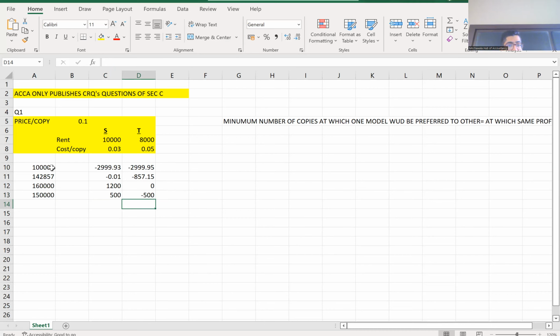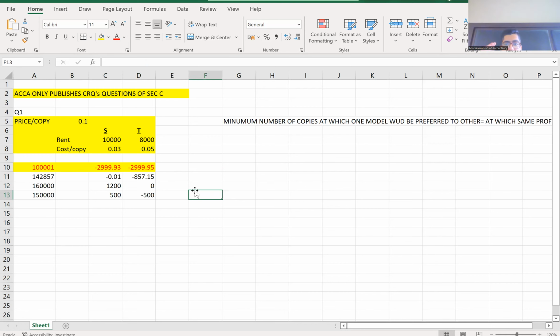So that means 100,001 is the number of copies at which both models show the same profit. The correct answer will be option A. The minimum number of copies at which one model would be preferred over the other is always the minimum copies at which both produce the same profit. On all the other options, the profitability is not the same, so they won't be the answer. On the first option, both produce the same profit, so this is going to be your answer.